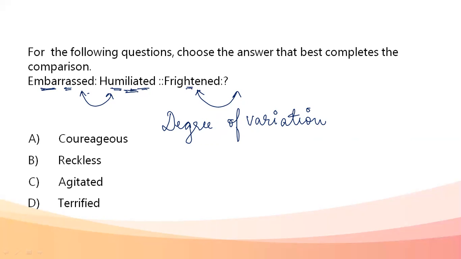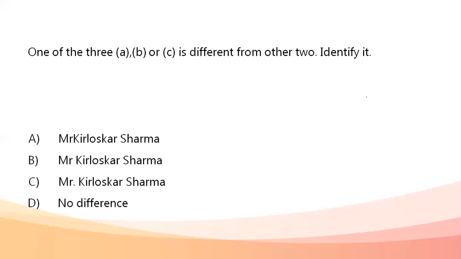Similarly, frightened is a slightly lower degree, but extreme level of being frightened is terrified. Like I'm frightened by a mouse, but I'll be terrified if I see a lion. So extreme level of being afraid of something, or extreme level of fear, becomes terrified. Next question.